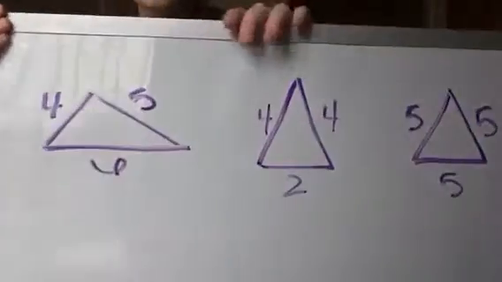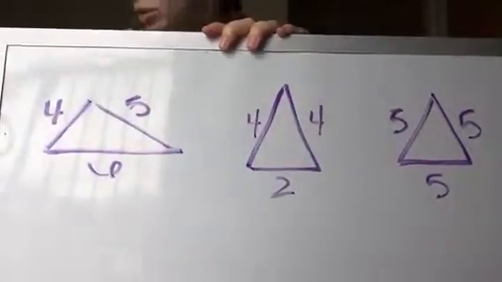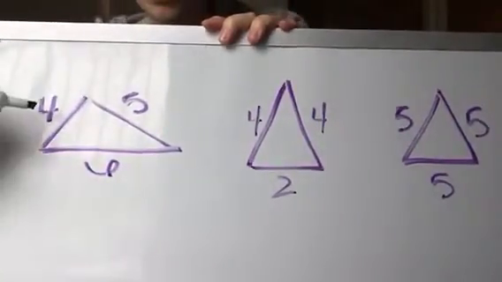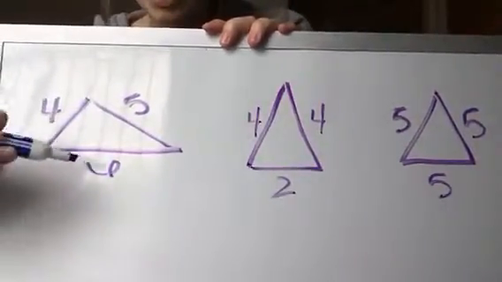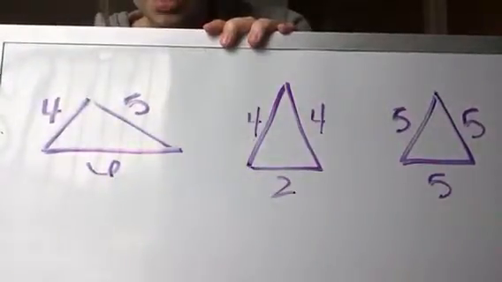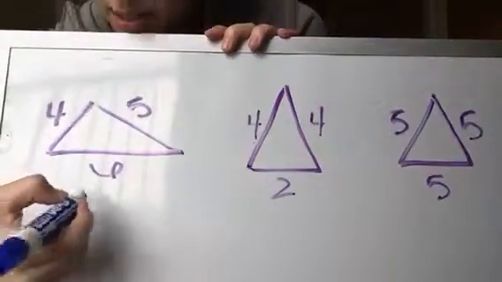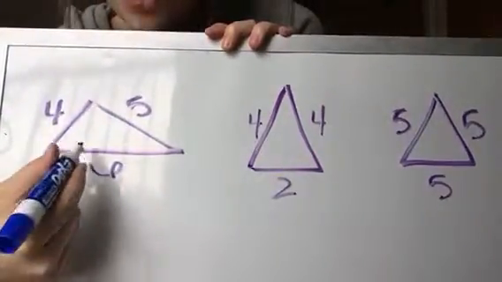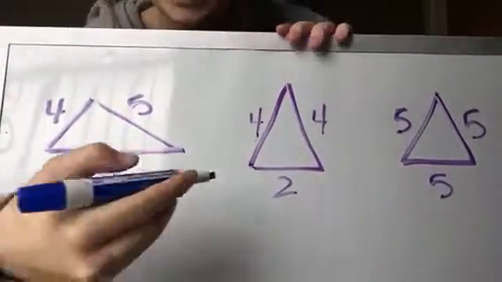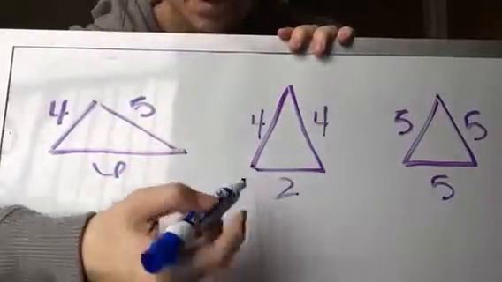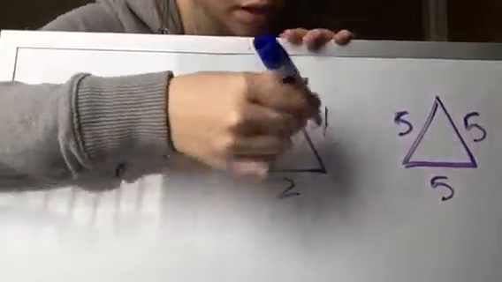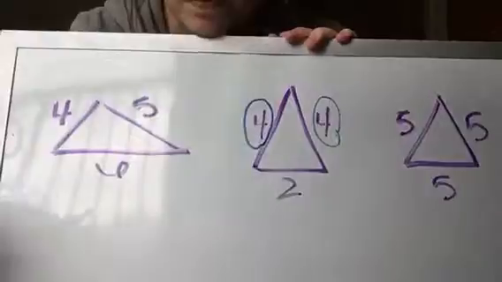Okay, so here you can see I have drawn 3 different triangles. Let's start with this first triangle. You can see that all the side lengths are different sizes. So this means that the triangle is going to be scalene, because a scalene triangle has no sides the same length.